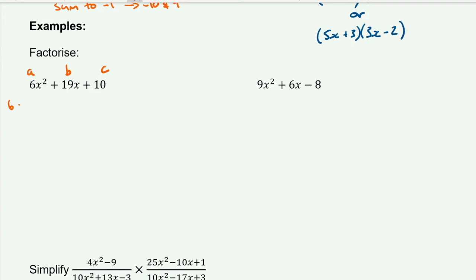I'm going to do 6 times 10. Well, that equals 60. I want factors of 60 that will add to 19. Well, that's going to be 15 and 4. 15 times 4 being 60 as well, so that works perfectly. Keep my 6x squared and my plus 10. Then I'm going to go plus 15x plus 4x plus 10. Break that up into my sections.